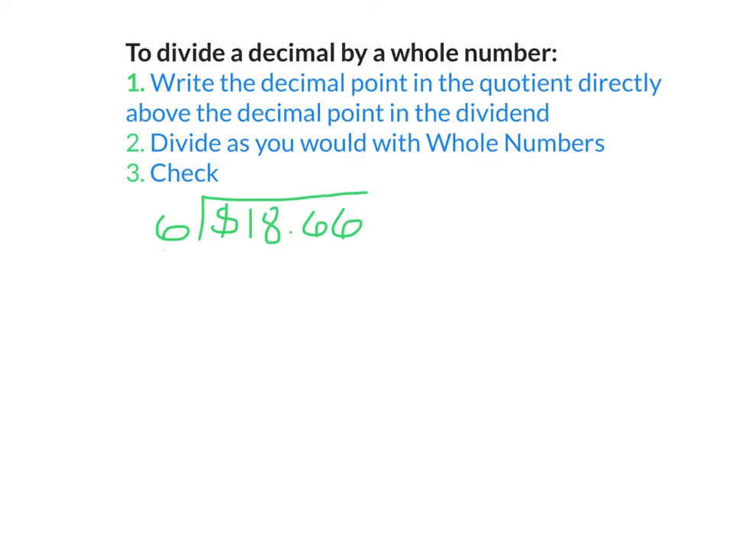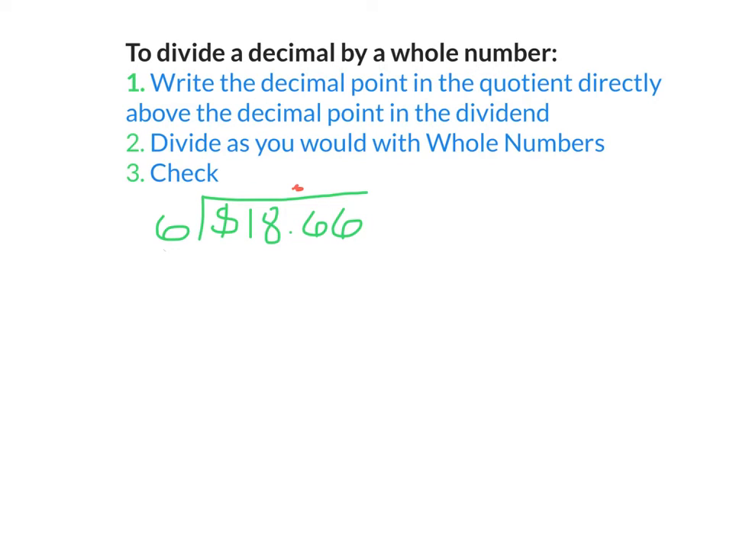We have $18.66 divided by 6. So step 1 tells us to write the decimal point in the quotient directly above the decimal point in the dividend. Here's the decimal point in the dividend, so it's going to go directly above there. So I just bring my decimal point up. I'm going to make that bigger so you can see it. It's kind of messy, but that's where it is. Now we just divide as we would with whole numbers.